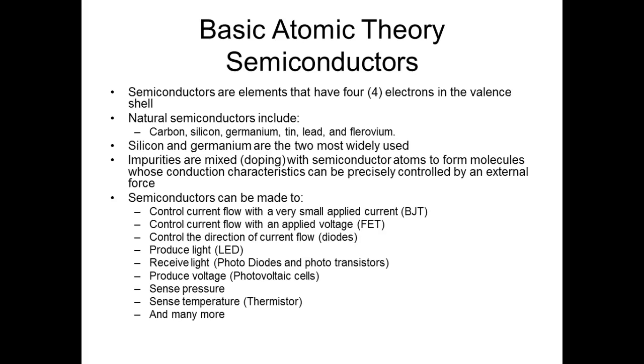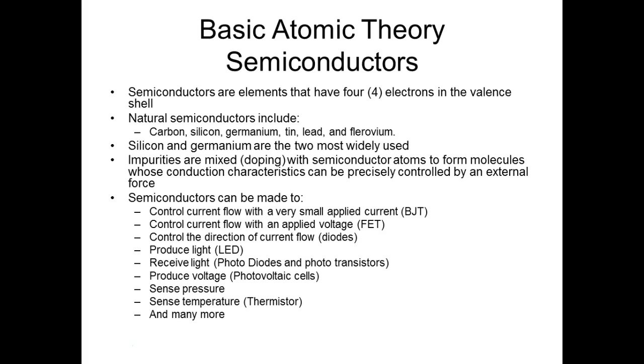Semiconductors can be used to control current flow with a very small applied current. These are BJTs. Control current flow with the applied voltage. These are FETs. So BJTs and FETs, these are current valves. Y'all know what valves do? Water valves. We control the flow of what? Water. So we can use these things as switches. We can use one lead to turn these things on or turn them off, or we can use them as kind of like rheostats, but they're electronically controlled rheostats, where we can precisely control the amount of current that gets through the valve.